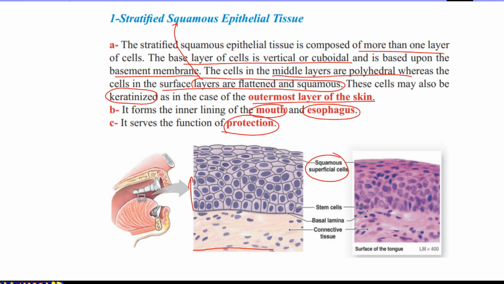In drawing, it's important to draw the connective tissue again, and the basement membrane. What is important is that the outermost layer must be covered with flat cells. The inner layers, the first one can be columnar or cuboidal, mostly cuboidal cells. The middle layers are polygonal with 3 or 4 sides, but it is important to draw the outermost layer according to the name of the tissue.